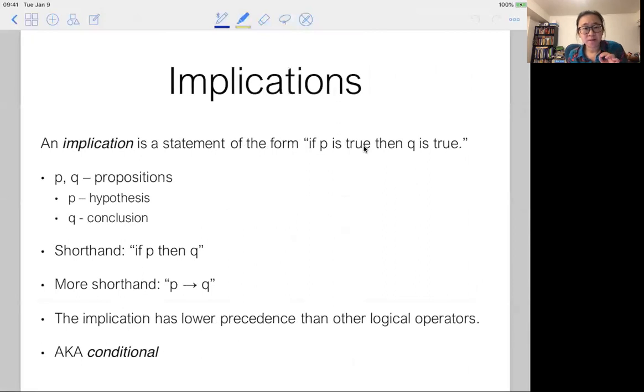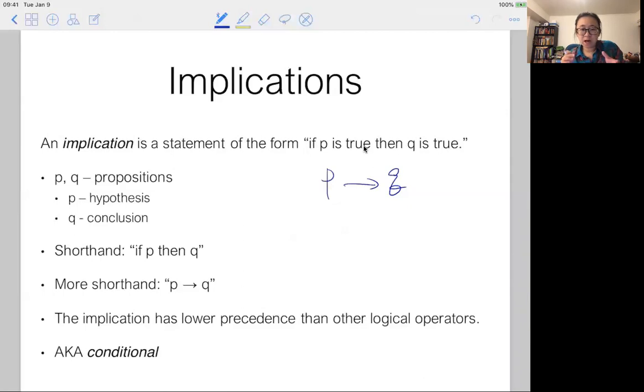An implication is a statement of the form: if P is true, then Q is true. The shorthand statement is P implies Q. So when P is true, it implies Q is true. P and Q are different propositions. Sometimes P is referred to as the hypothesis and Q as the conclusion. The English shorthand is if P, then Q, and the logic shorthand is P, right arrow Q.